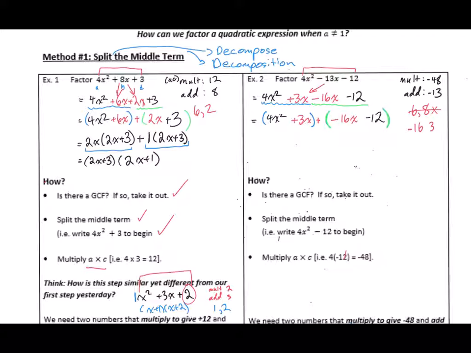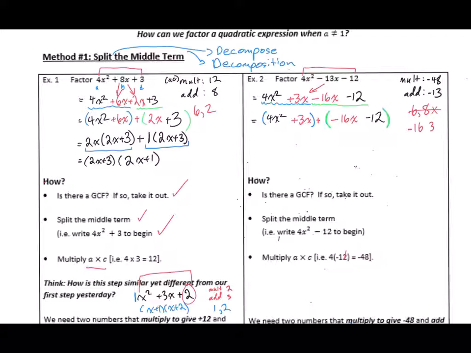Now, if I look at the first bracket, you'll notice that I have 4x squared plus 3x. And the only thing they share, there's no GCF other than x. So we'll pull that out. So we end up with x bracket 4x plus 3.